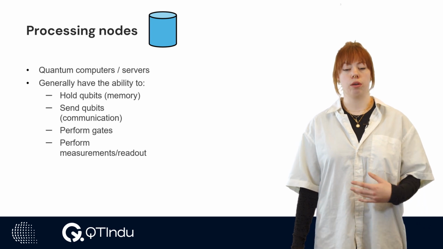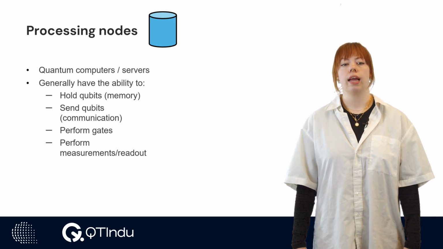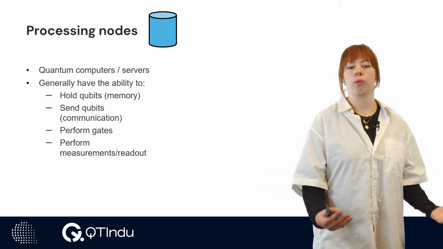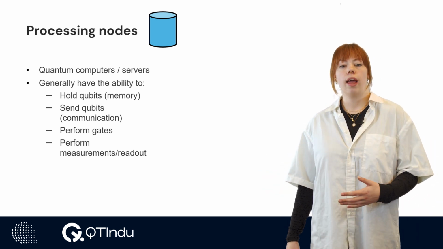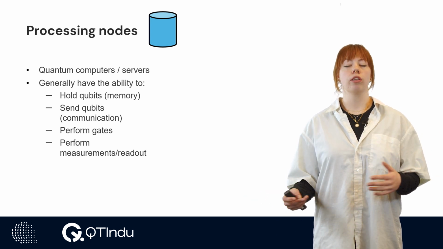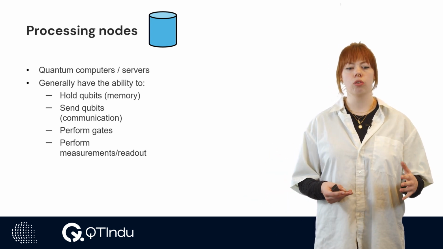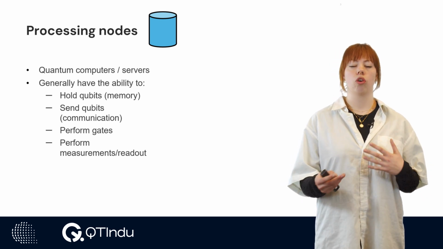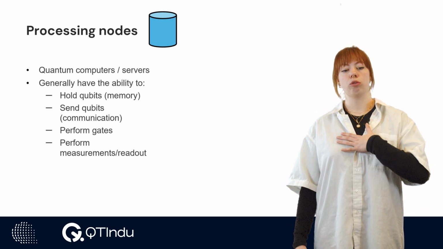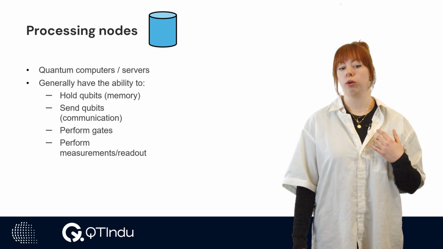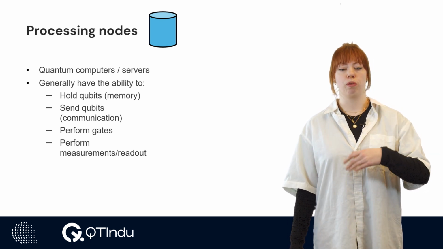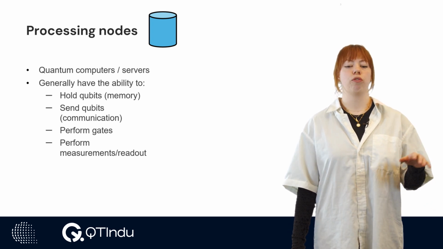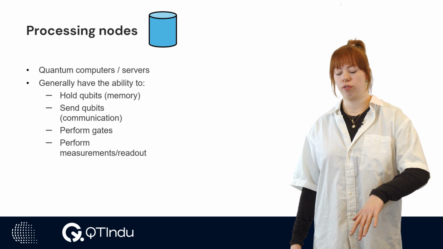The first node that we'll talk about is a processing node, and this is the node that has the most quantum capabilities in a network. It is a full quantum computer, sometimes referred to as a server. Generally this depends a little bit on the different hardware that you use, but we generally expect these to have the ability to hold qubits, so have some kind of memory. We want them to be able to send qubits to do quantum communication. We want to be able to perform gates, to manipulate the states of the qubits, and we want them to perform measurements or a readout of qubits.